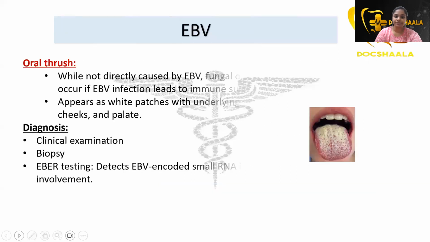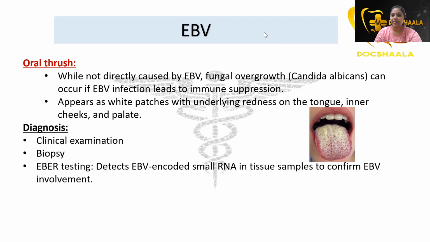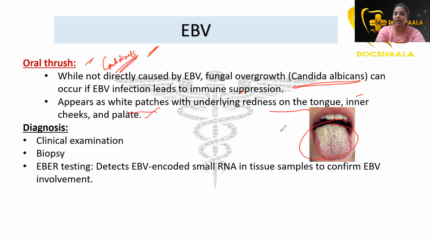Then coming to one more commonly asked question, oral thrush, which is also oral candidiasis, right? It is not directly caused by EBV, but by Candida albicans. If EBV infection leads to immunosuppression, it can also lead to oral candidiasis. So how does candidiasis appear? White patches with underlying redness on the tongue, inner cheek, and the palate. You can see the tongue here.